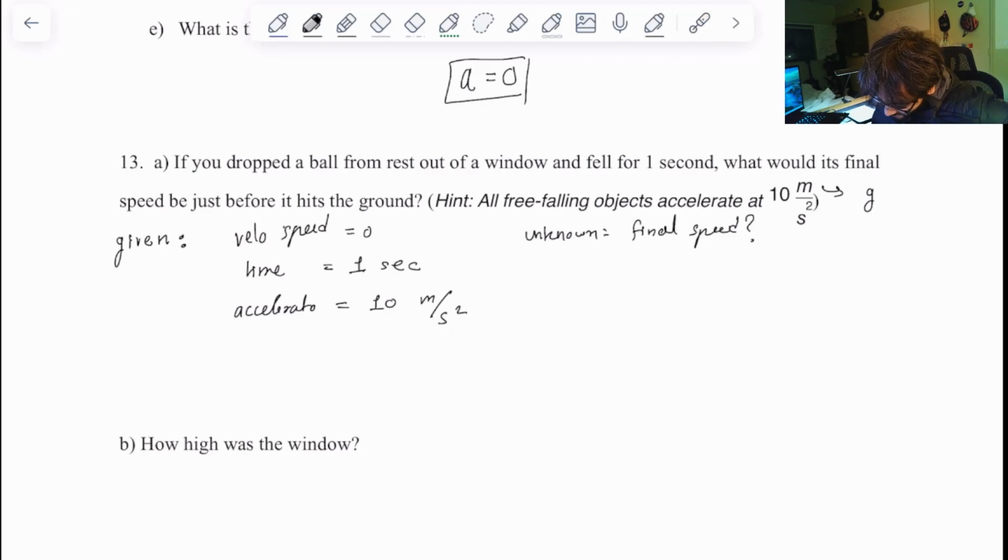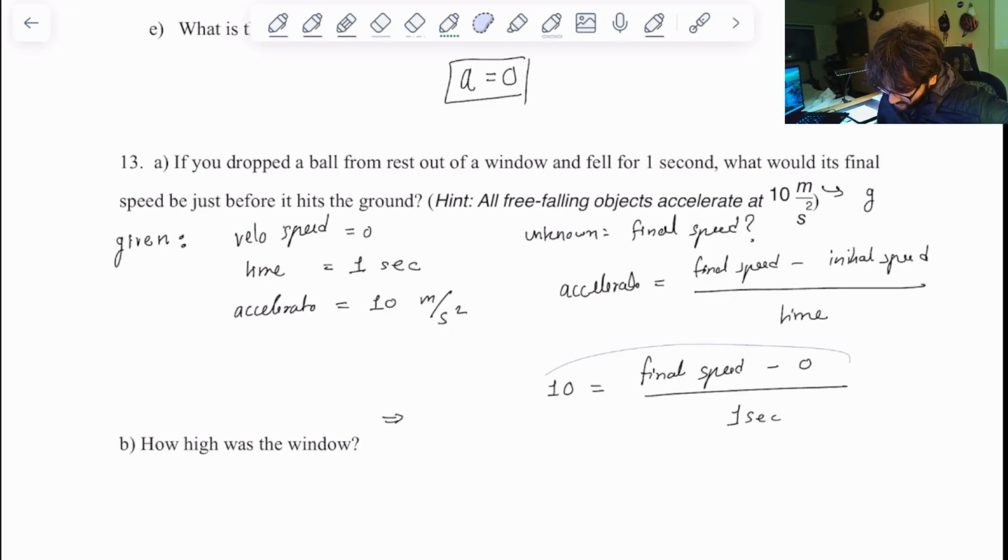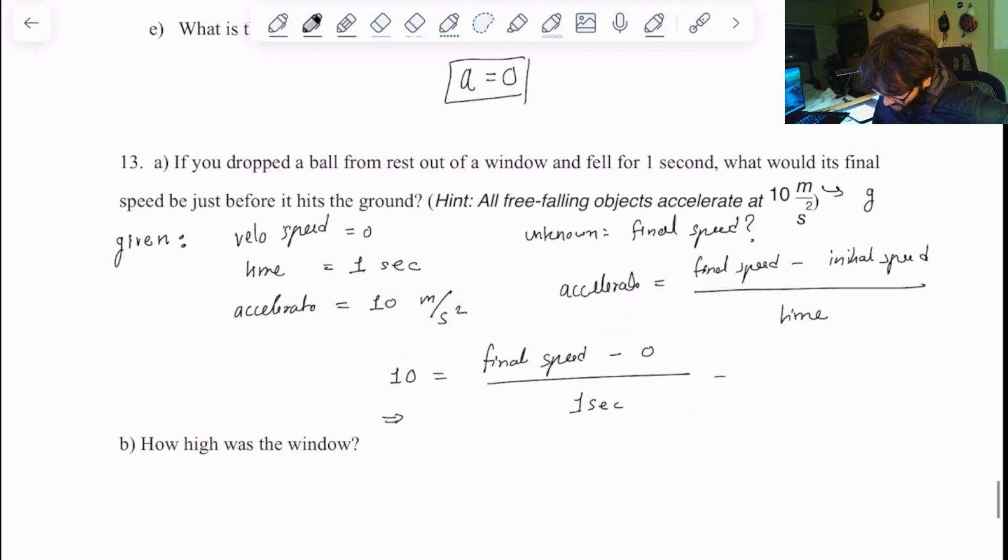So let's do that. Acceleration is equal to final speed minus initial speed divided by time, right? So acceleration is 10, final speed is what I need to find, and initial speed is 0 because you let go of this object from rest, and the time taken is 1 second.